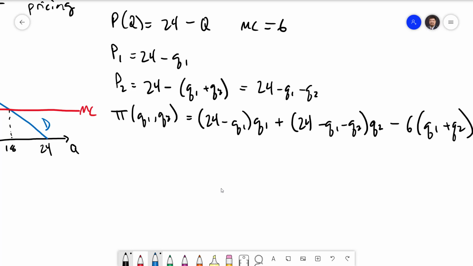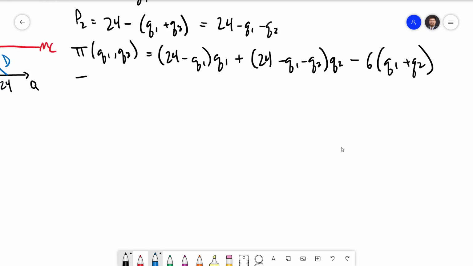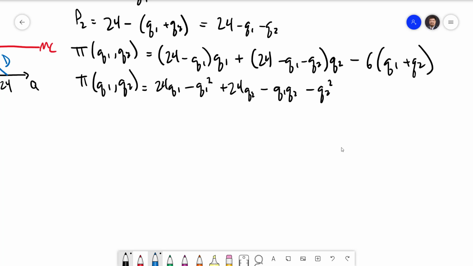This is our objective function, and we're going to take our first order conditions and solve for Q1 and Q2. First thing I'm going to do is multiply everything out and collect terms just to clean this up a bit. I'm going to distribute the Q1 to get 24Q1 minus Q1 squared. Then I'll distribute the Q2 in the next part, 24Q2 minus Q1Q2 minus Q2 squared. And then in the last part, I'm going to distribute the 6 to get 6Q1 minus 6Q2. For this last part, be very careful and remember to multiply everything by -6, and so that negative sign is going to carry all the way through.